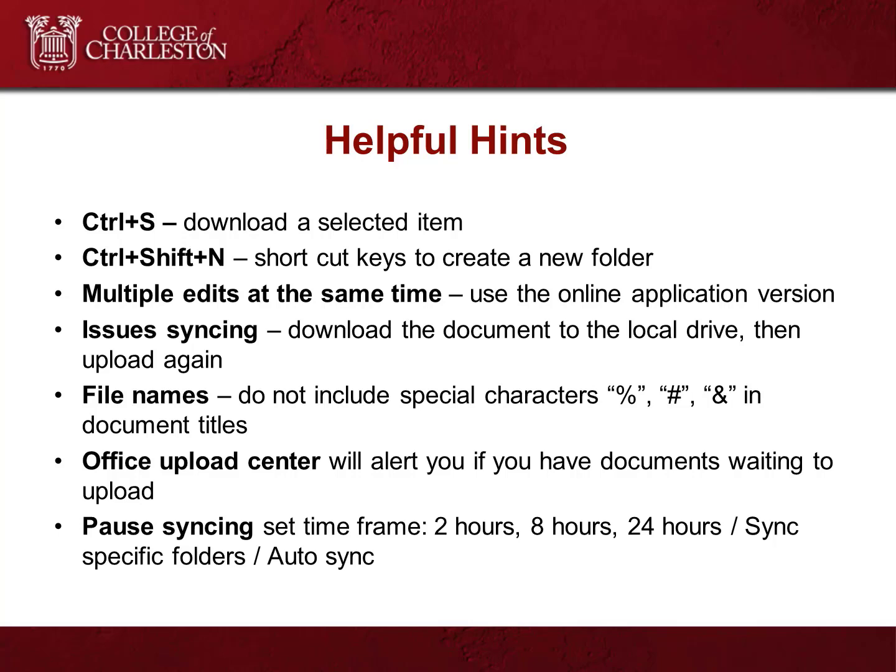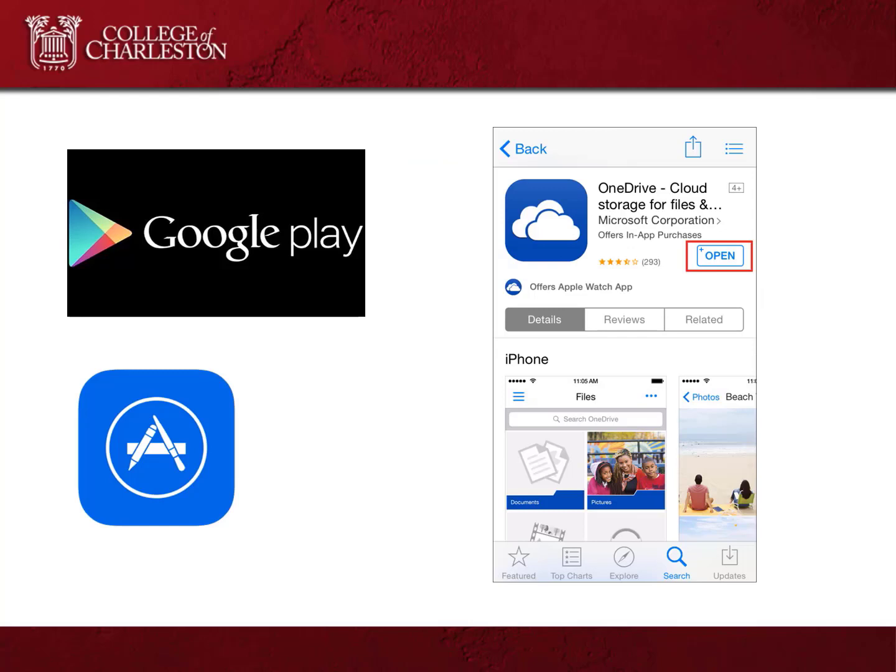The Office Upload Center in the taskbar will let you know if you're having documents that are waiting to be uploaded. And then of course you can actually use the settings to pause the sync time. You can change them for 2 hours to 8 hours or 24. Check out those settings down in the OneDrive in the taskbar. Don't forget to download the app for your mobile devices like smartphones, iPads, and tablets so that you'll be in the know when you're on the go.